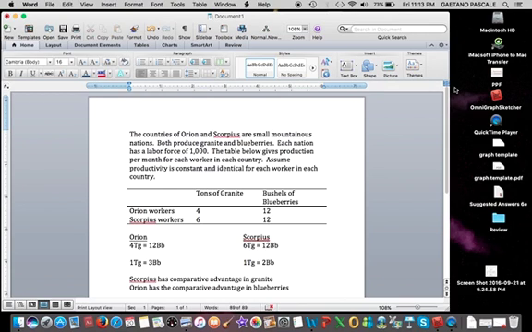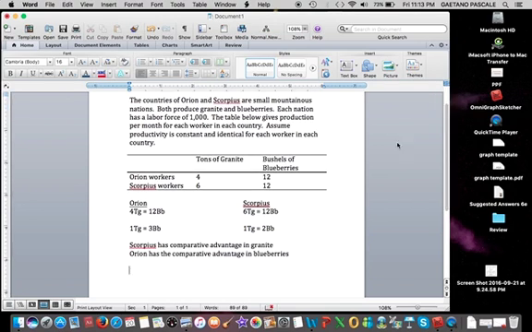So the question is, the countries of Orion and Scorpius are small mountain nations. Both produce granite and blueberries. Each nation has a labor force of 1,000. The table below gives production per month for each worker in each country. Assume productivity is constant and identical for each worker.